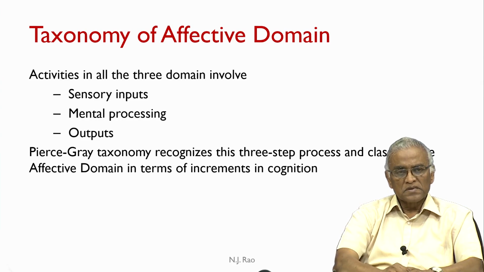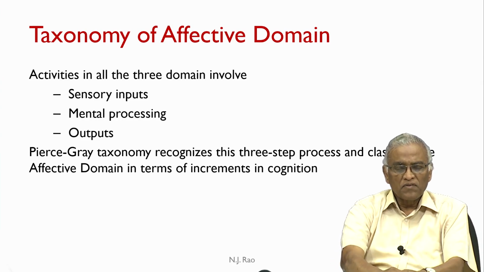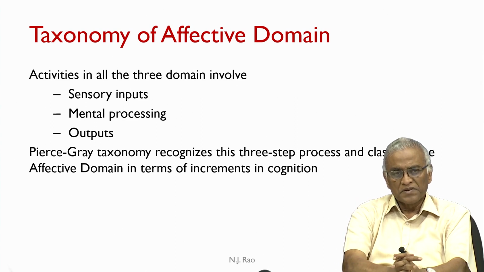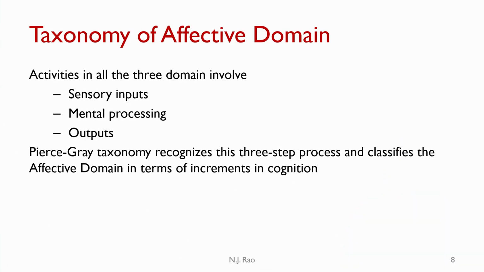While there are several taxonomies of affective domains in the literature, Pierce and Gray use this 3-step process of how the brain functions as a basis for creating their taxonomy. To that extent, we have 6 cognitive levels, and here also the Pierce-Gray taxonomy of the affective domain identifies 6 affective levels.